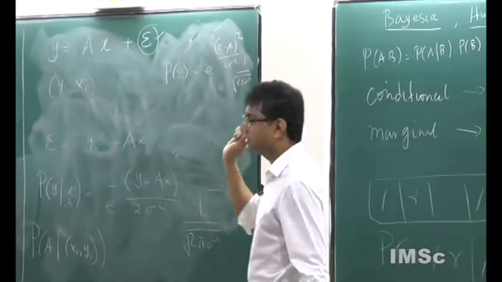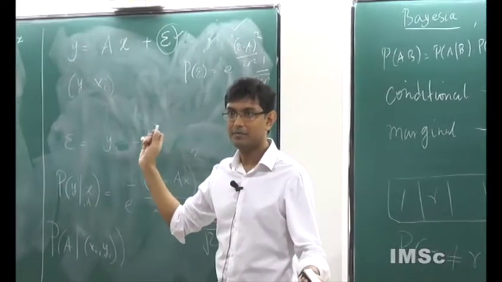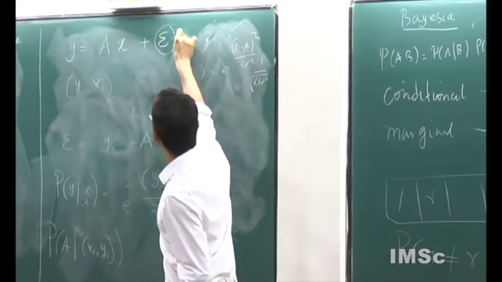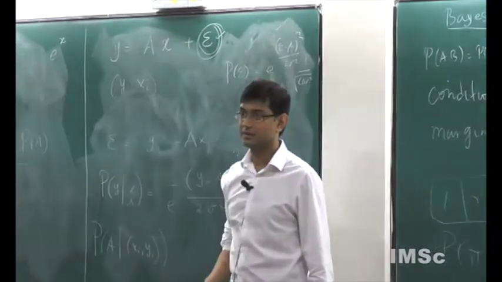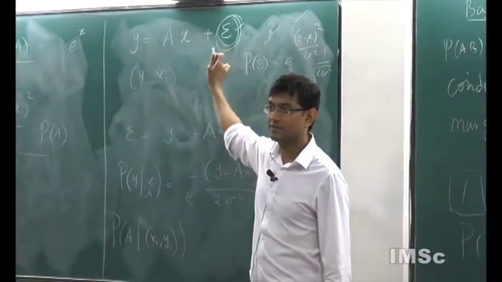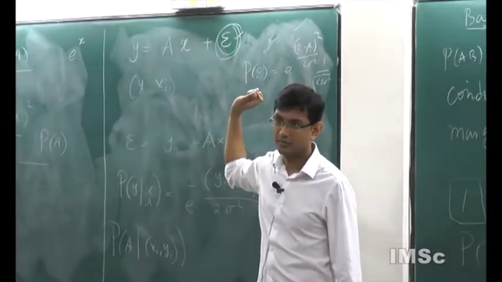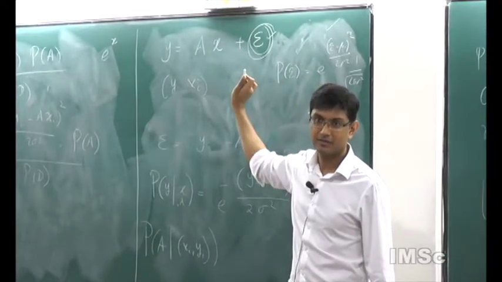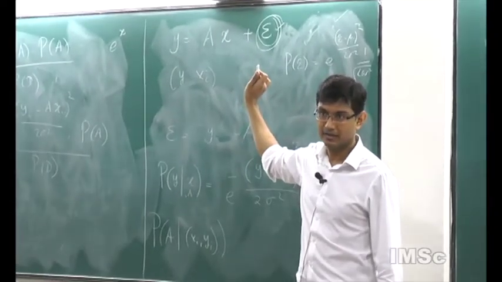So now you can answer the question. Why am I maximizing squares? Because I have made an assumption for what my disturbance is. I have made an assumption that my disturbance comes from a normal distribution. Okay, and that is because I have assumed a central limit result. So this is where this comes about.